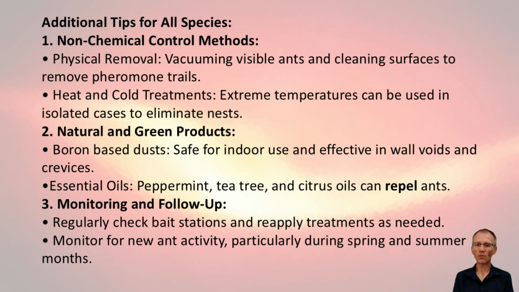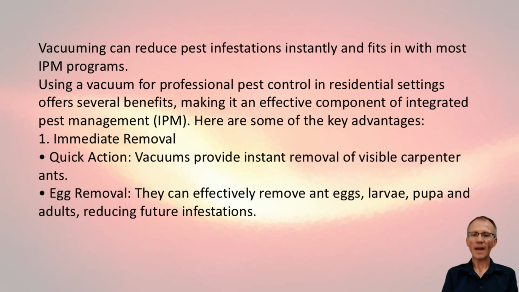3. Monitoring and follow-up. Regularly check bait stations and reapply treatments as needed. Monitor for new ant activity, particularly during spring and summer months. Vacuuming can reduce pest infestations instantly and fits in with most IPM programs.